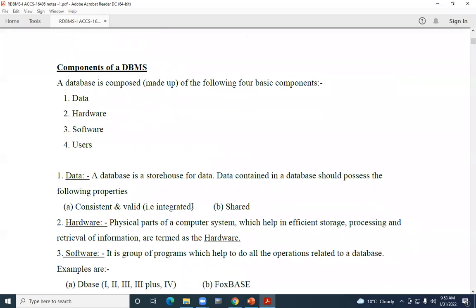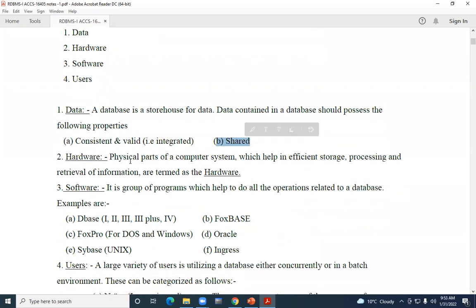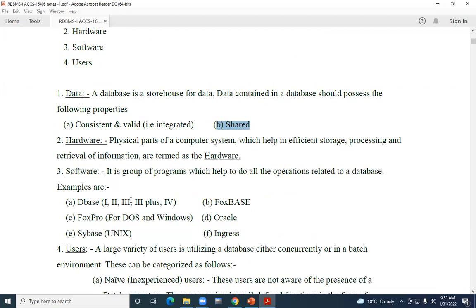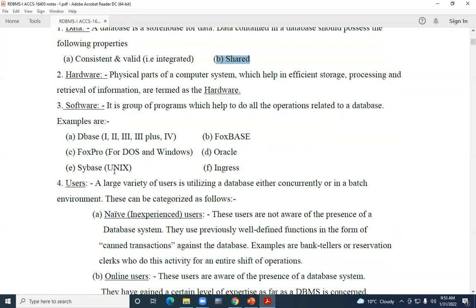So this we discussed today, components of DBMS. Obviously it is made of 4 components: the data, hardware, software, and users. So data is a storehouse for data. It should be consistent and valid, that means integrated. It should be shared. Hardware would be the physical parts of the computer system. The examples of the various software for database management systems over the period of time. So just a partial list. There are many others.